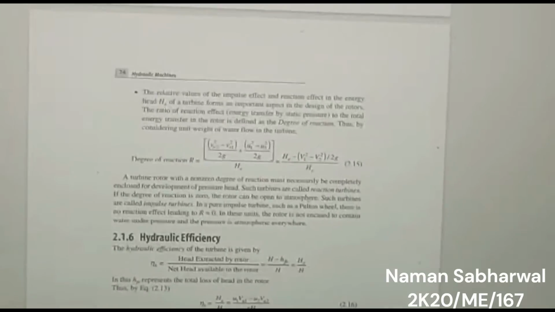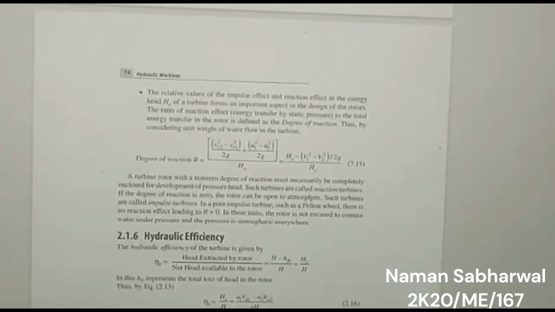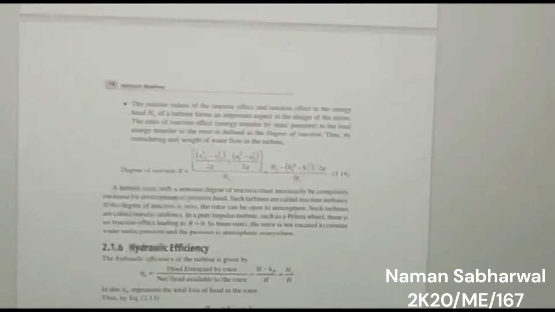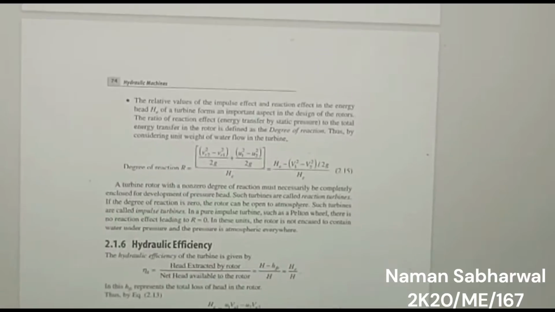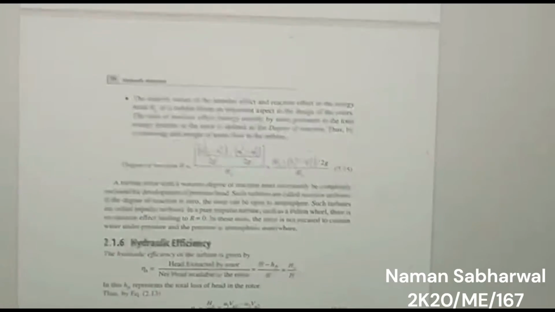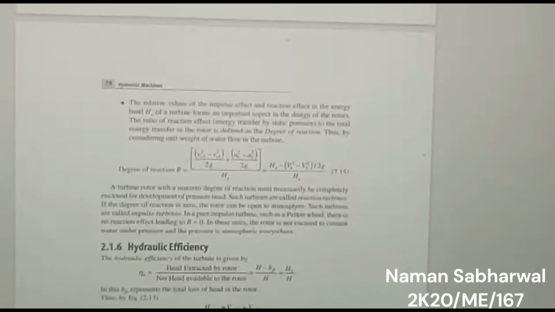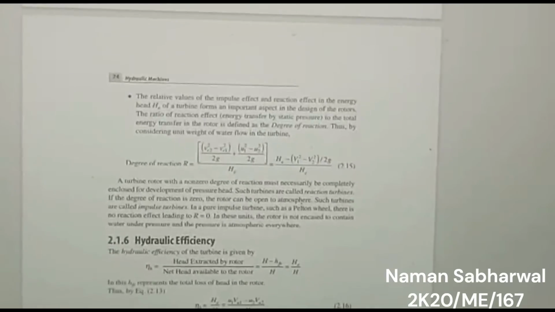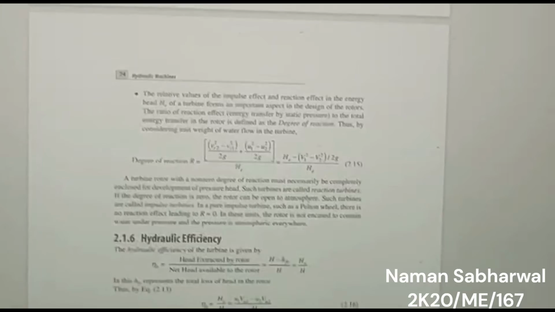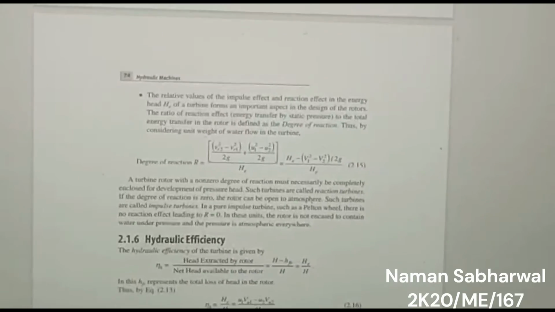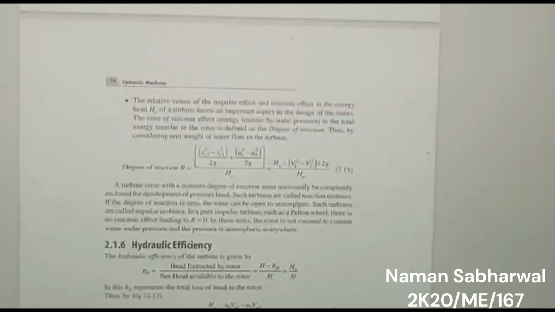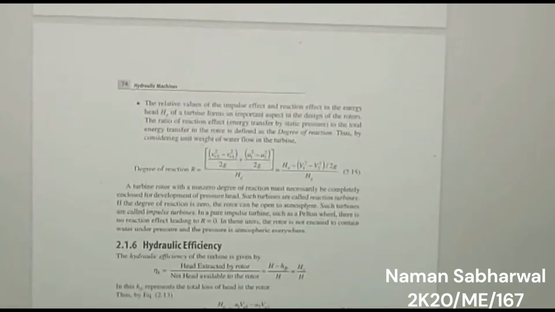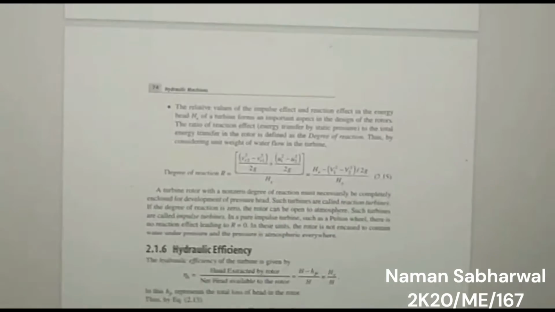Now it is explained that a turbine rotor with a non-zero degree of reaction must necessarily be completely enclosed for development of pressure head. Such turbines are called reaction turbines. If the degree of reaction is zero, the rotor can be open to atmosphere. Such turbines are called impulse turbines. In a pure impulse turbine such as the Pelton wheel, there is no reaction effect, leading to R equal to 0. Hence, in these units, the rotor is not encased to contain any water under pressure and the pressure is atmospheric everywhere. Thank you, sir.